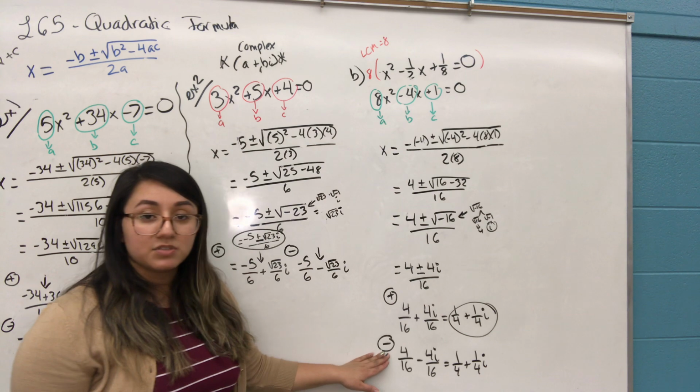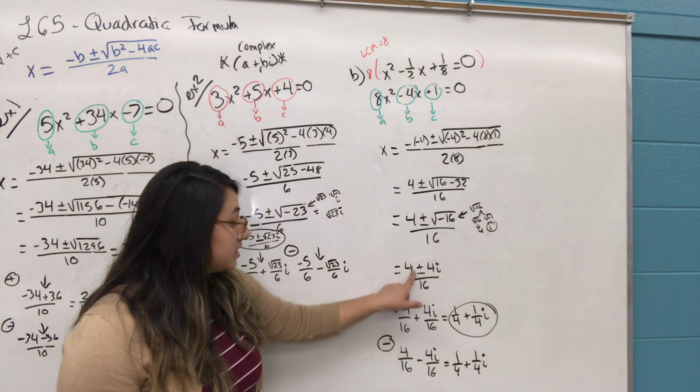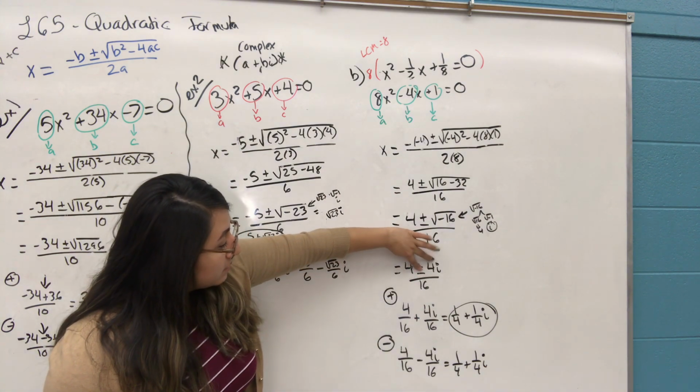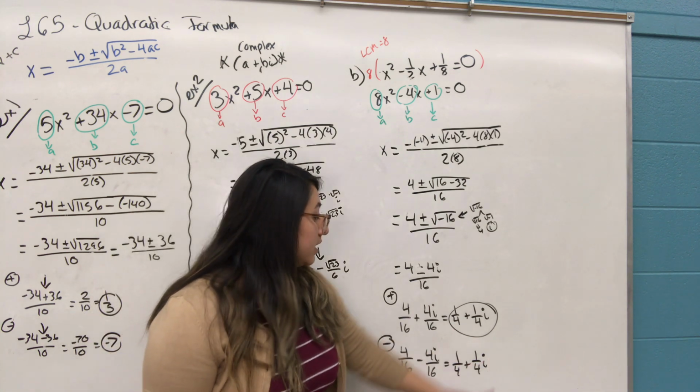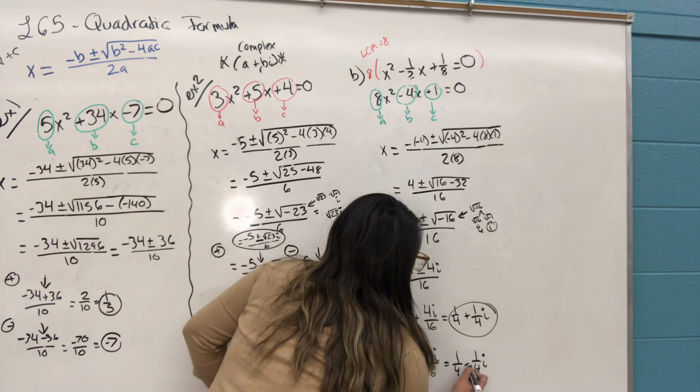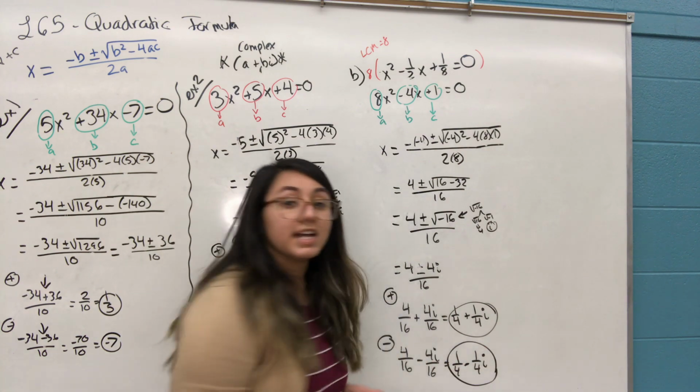Next one, negative. So you're going to subtract them. 4 over 16 minus 4i over 16 equals 1/4, actually, it's minus, 1/4 minus 1/4 i.